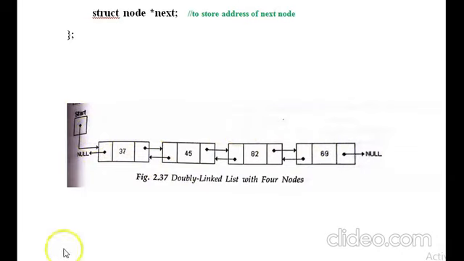Hope it is clear to you. While inserting and during deletion also, we have to take care of double links. So far we have been using only single links. So when we are using a doubly linked list, we have to take care of double links while addition and deletion of nodes in the list.